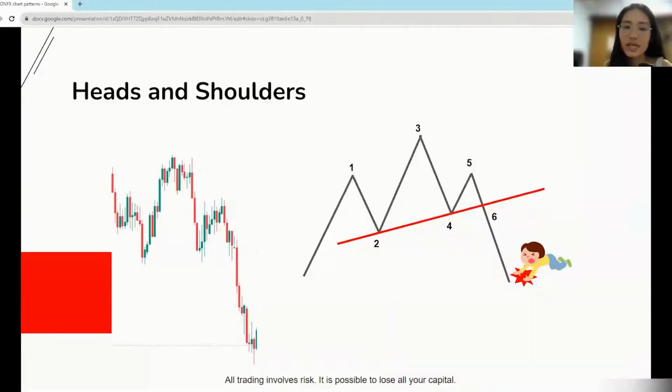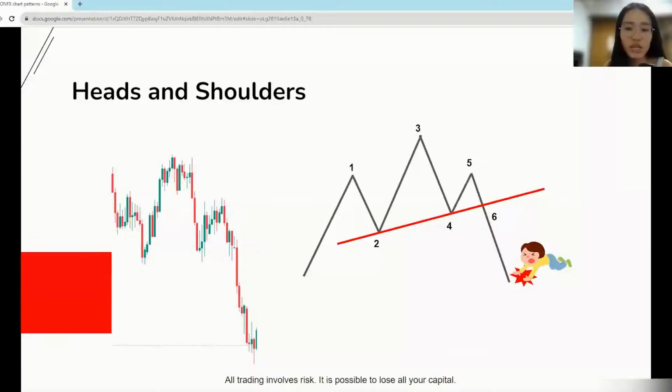Next, let's take a look at head and shoulders. So this is also pretty common. The head and shoulders is a chart pattern that's described by three peaks. The outside two are close in height and the middle is the highest. So it's a bearish reversal chart pattern.